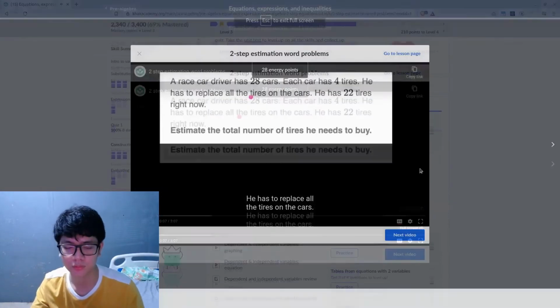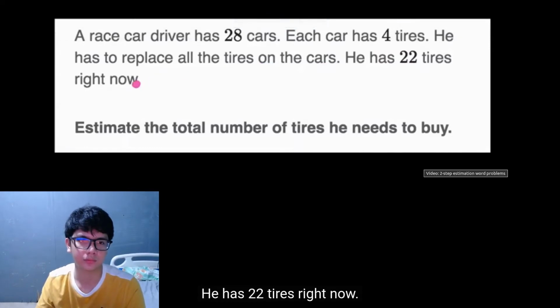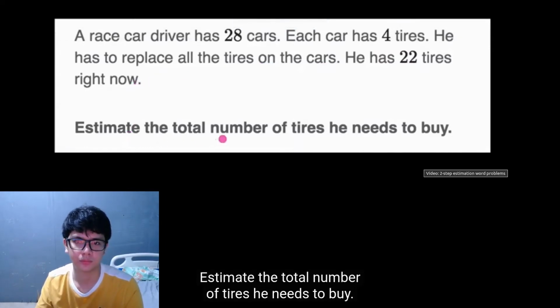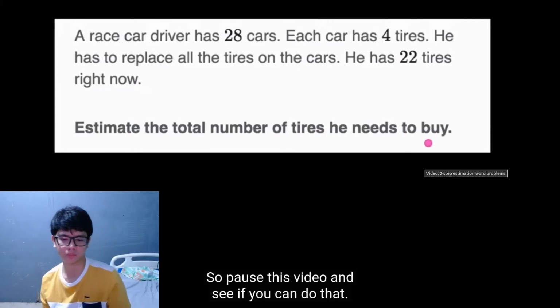He has to replace all the tires on the cars. He has 22 tires right now. Estimate the total number of tires he needs to buy. So pause this video and see if you can do that.